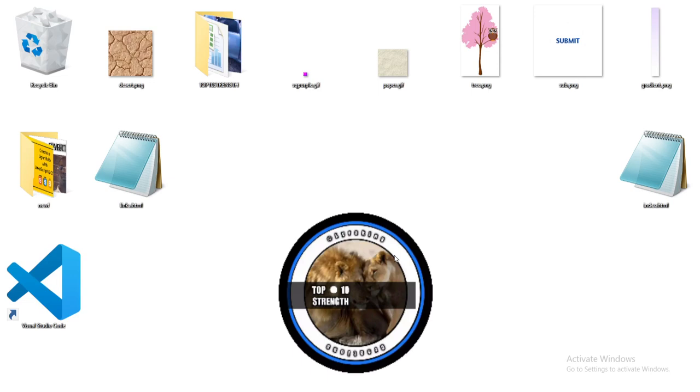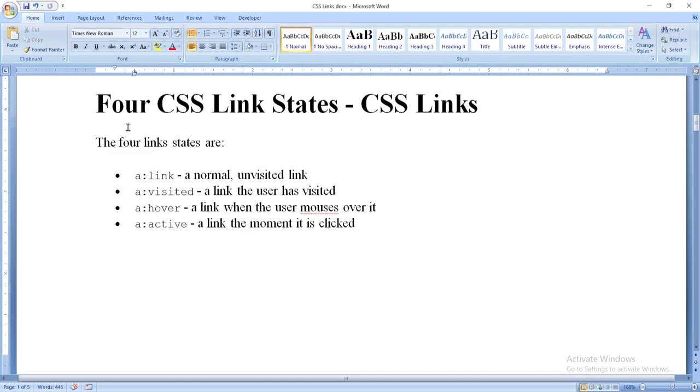Welcome back everyone. Let's continue our discussion on CSS links, and right now we'll be discussing the 4 CSS link states. We want to talk about the 4 CSS link states that we can have in our link. The first one is link, the second one is visited, the third one is hover, and the fourth one is active.